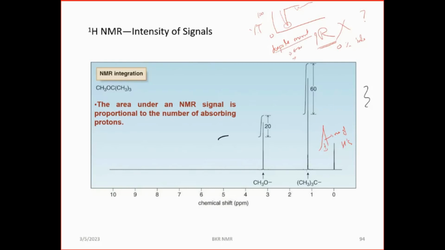But in proton NMR, the story is different. What does the story say in proton NMR? The intensity of the signal will depend upon the number of protons. If you have a highly intense signal, that shows the number of protons is high. If you have low intensity, that shows the number of protons is low. That is the only thing you can talk about. So, intensity of signal will depend upon the number of protons.